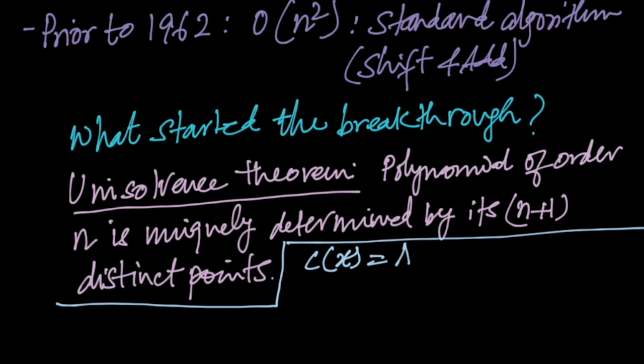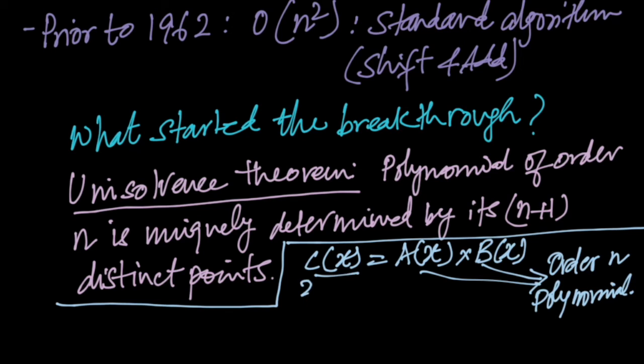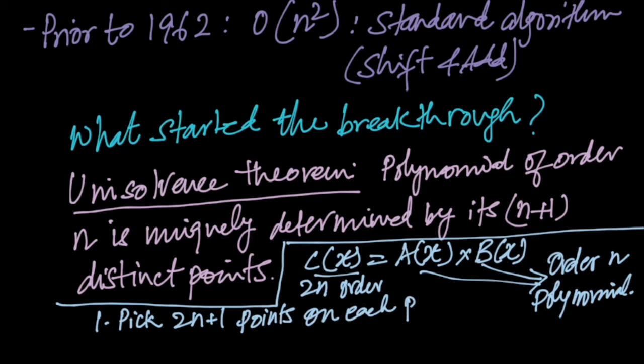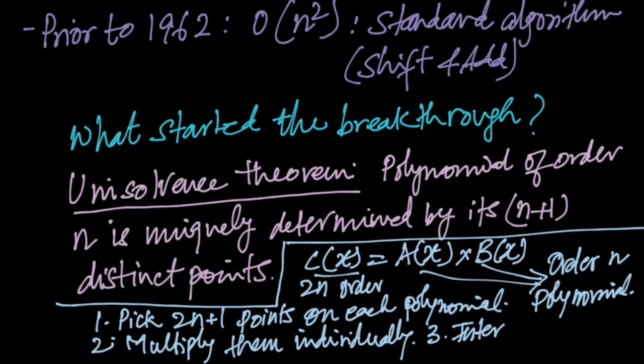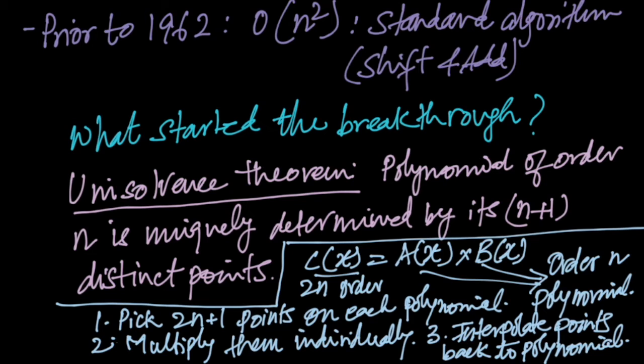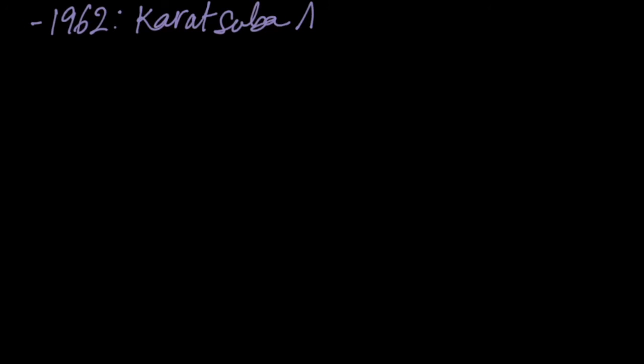If we have a(x) and b(x) as two polynomials of order n, then c(x) will be of order 2n. So if we pick 2n plus 1 points on each polynomial a and b, multiply them individually, and then interpolate the points back to the polynomial, we will get the polynomial c(x). So instead of doing n square multiplications, now we just have to multiply 2n plus 1 points and then interpolate back to the polynomial. So let's see how it is done. This was first done by Karatsuba in 1962.